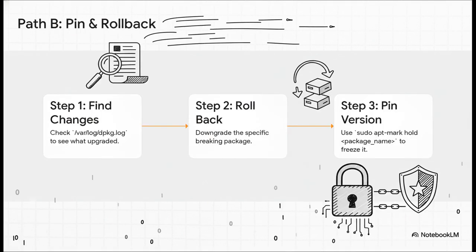Now, Path B is a bit more advanced. You're basically a system archaeologist. First, you dig into the dpkg logs to see exactly what packages were upgraded recently. If you find the one that caused the problem, you can try to roll it back. But here's the most important part. You pin that package with apt-mark hold. This tells your system, hey, whatever you do, do not touch this package during future updates. You're trading bleeding edge for rock-solid stability.